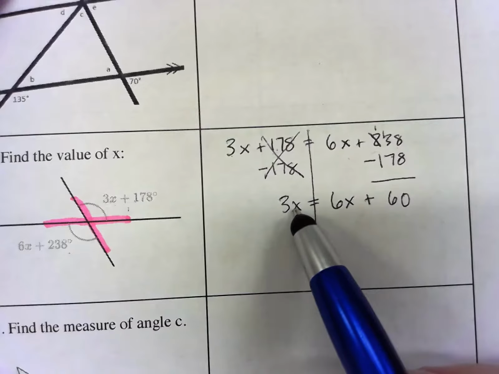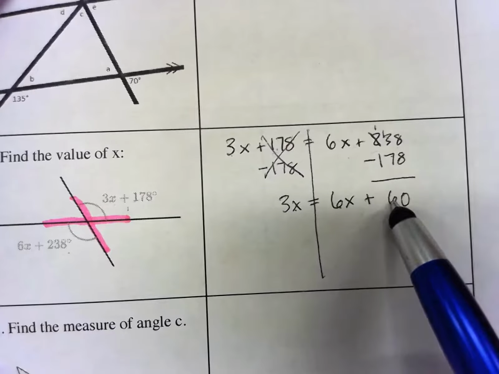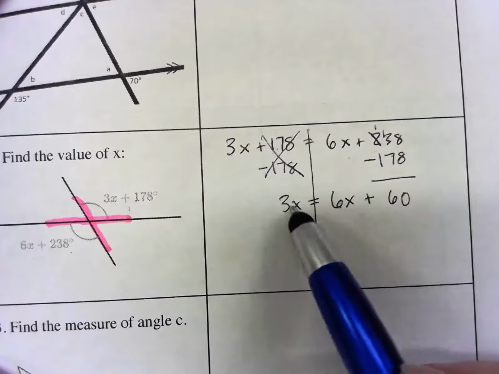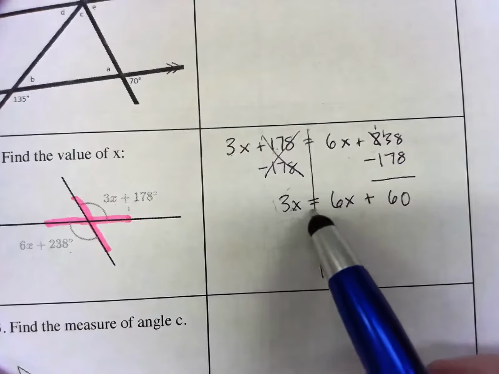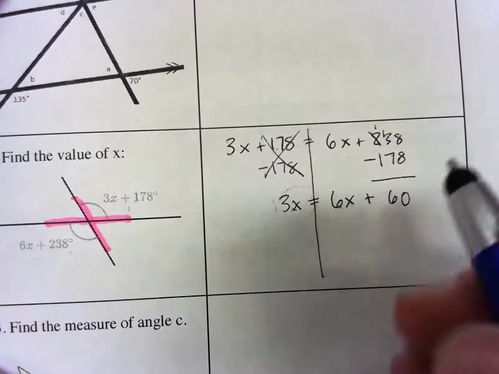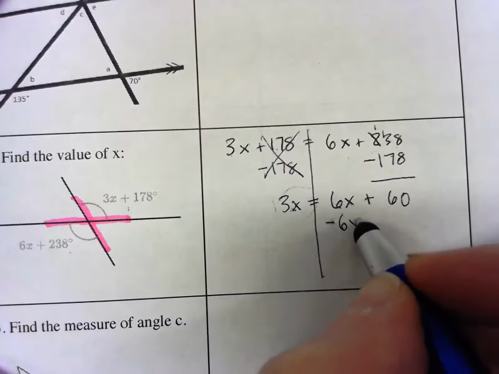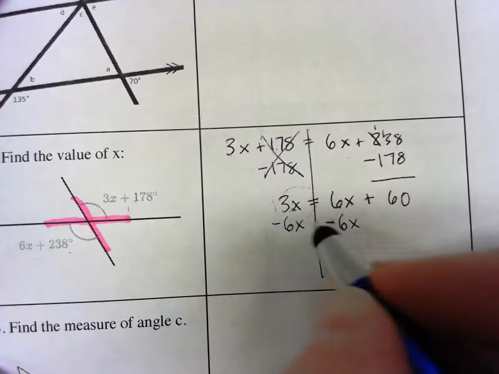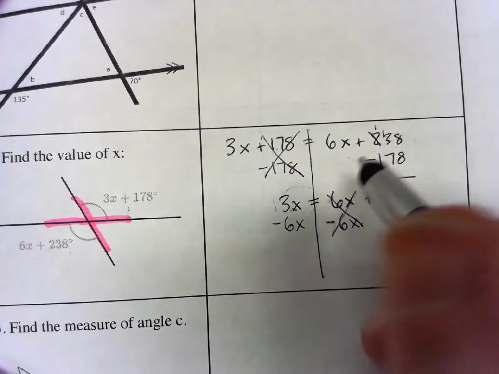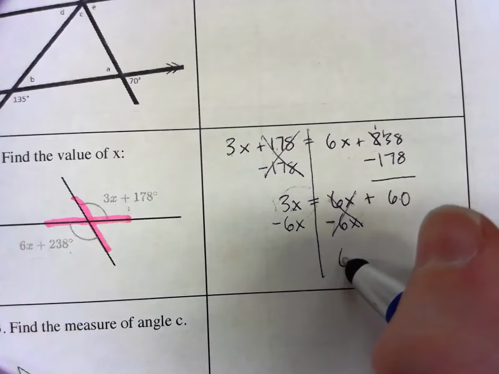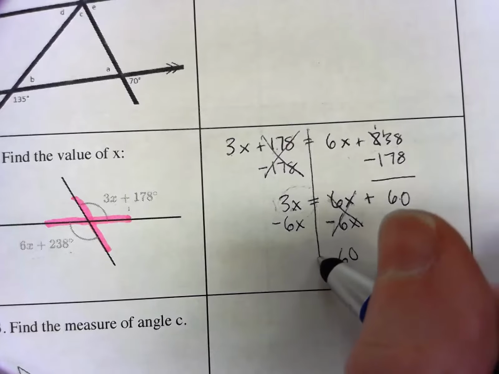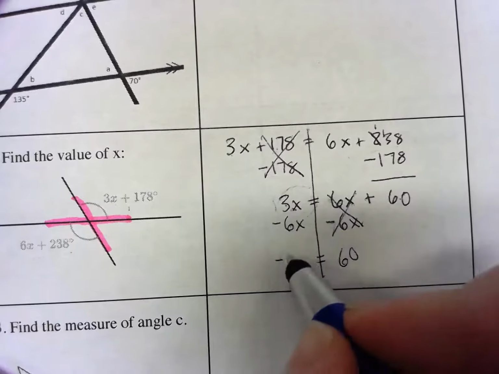And now we have 3x, we have 6x, and we have 60. We need to combine these two x terms. I can't move this one because it's the only thing left over, so I'm going to move this one instead. I'm going to say minus 6x, minus 6x. This cancels out. I'm left with 60 on this side. And 3x minus 6x would be negative 3x.